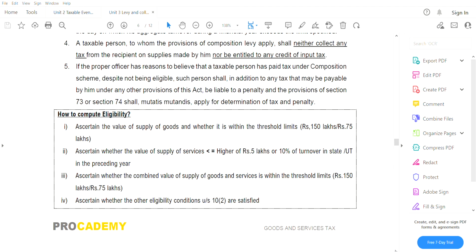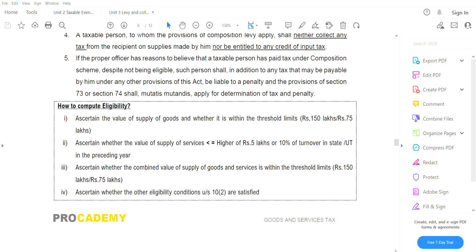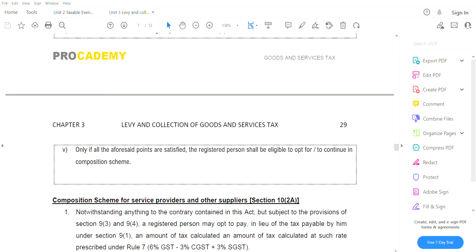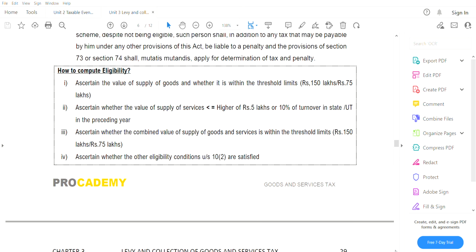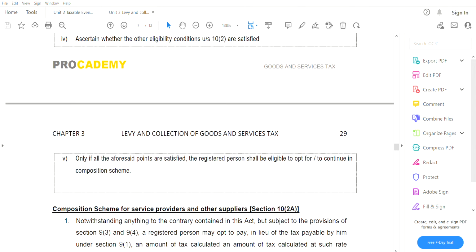Ascertain the value of supply of goods and whether it is within the threshold limits. Then ascertain whether the value of supply of services is within the specified threshold limit, which is the sublimit. Then ascertain whether the combined value is within the overall threshold limits and check whether other conditions are satisfied which are prescribed under section 10 subsection 2. Okay? You have to compute the eligibility under composition scheme.